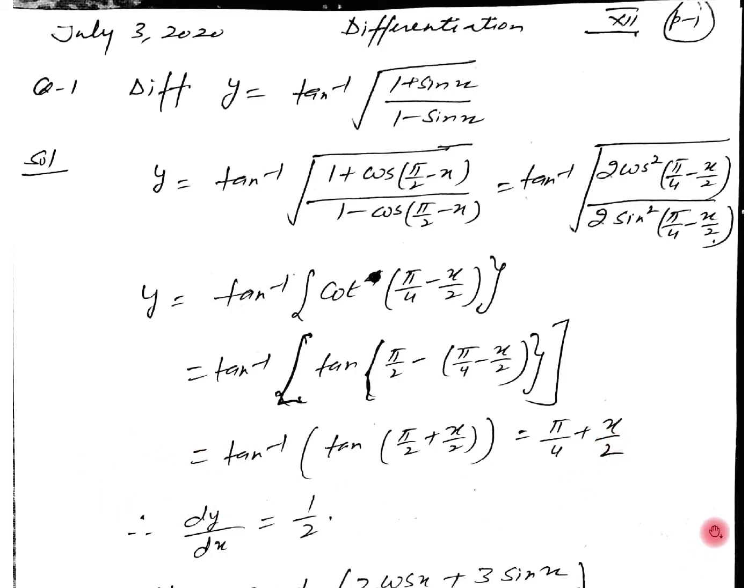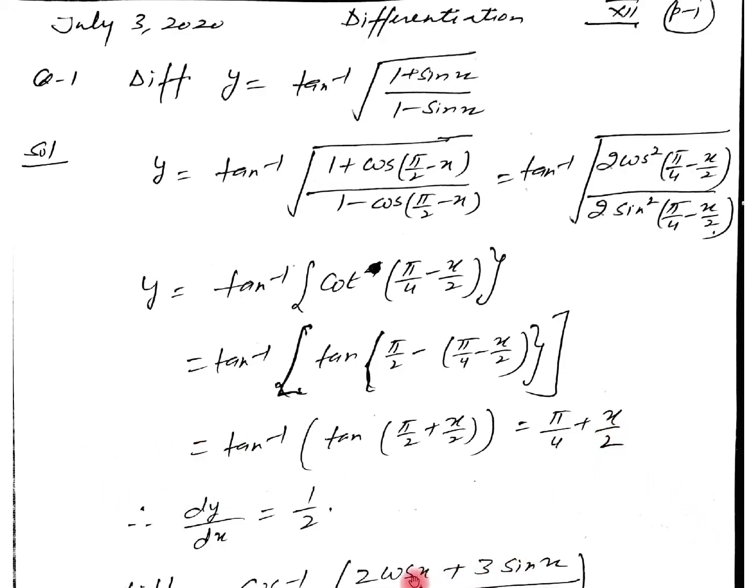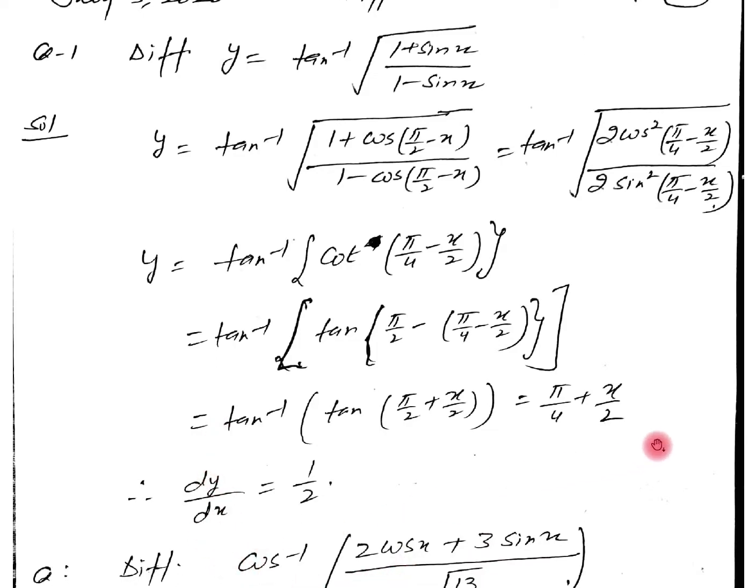Then we have to find its derivative. So its derivative dy by dx: the derivative of the constant term is 0, plus the derivative of x by 2 is 1 by 2. So the differentiation of this is dy by dx equal to 1 by 2.